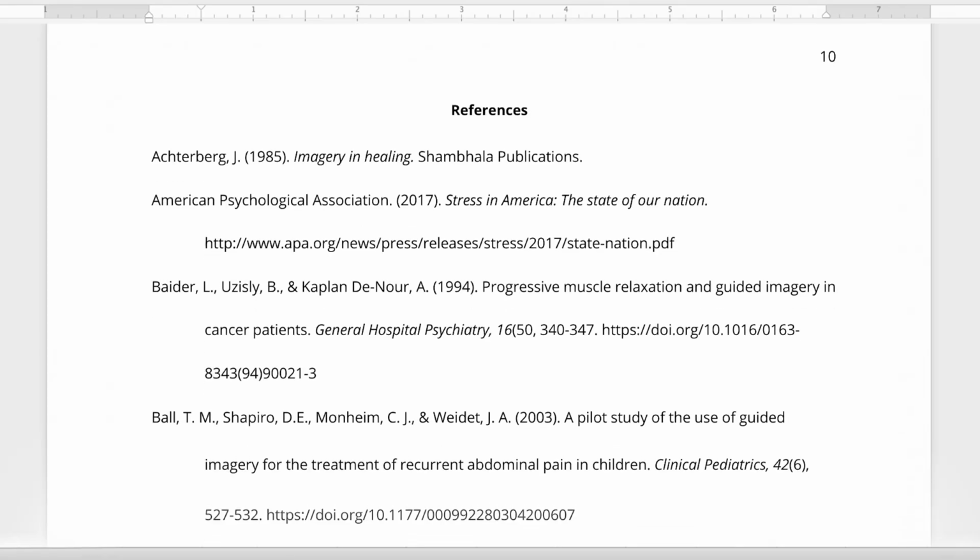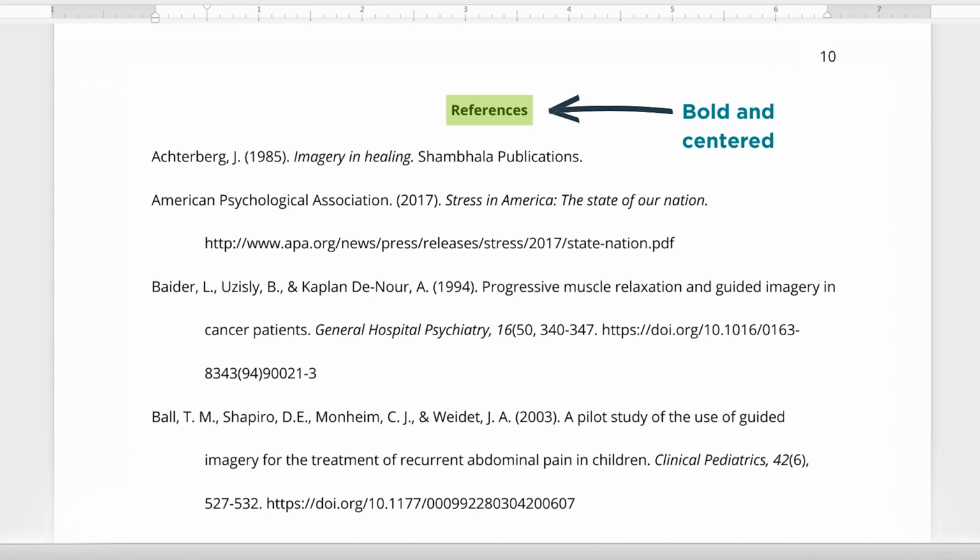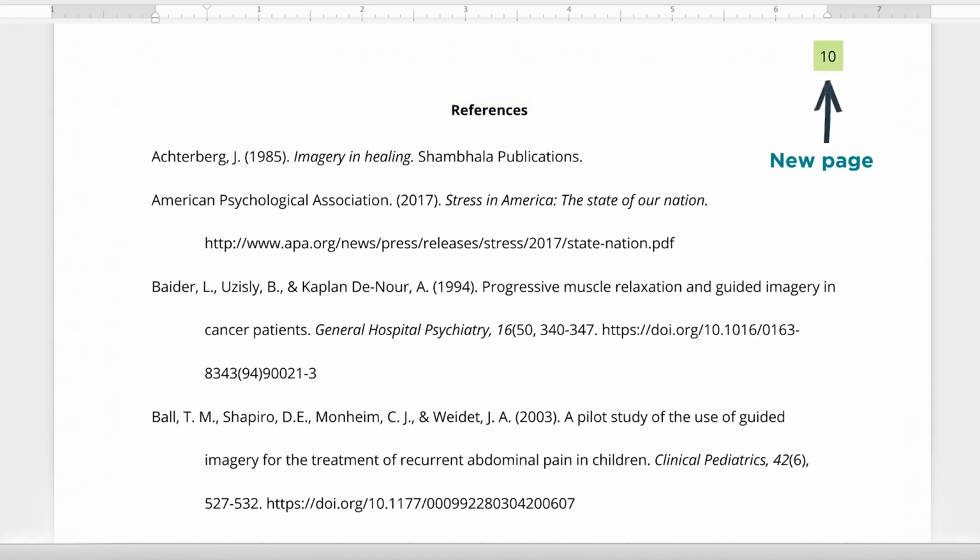Let's take a look at your APA references page by starting with the big picture. Notice how the top of the APA references page is titled References, is in bold and is centered, and how the references page starts on its own page, although it continues the numbering from previous pages. Then, the references are double-spaced throughout.